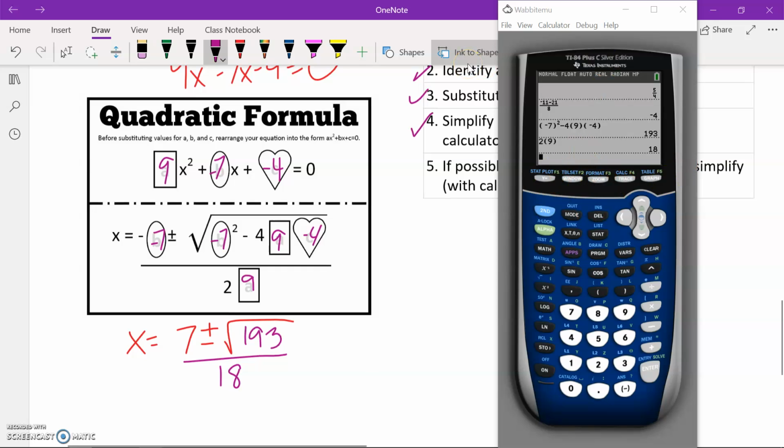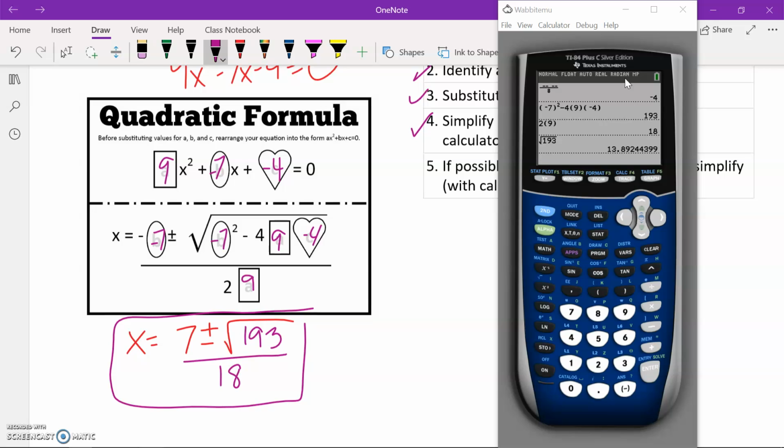So we've done step 4. Remember, I did minus -7 to get the +7, and then I did everything under my radical in my calculator to get 193. Our last step is we want to see if we can simplify this more. So I'm going to start with the square root of 193. But when I do the square root of 193, I get a decimal that keeps going. So I know that I can't simplify this that much. So I am allowed to just leave my answer just like that because I can't simplify it.